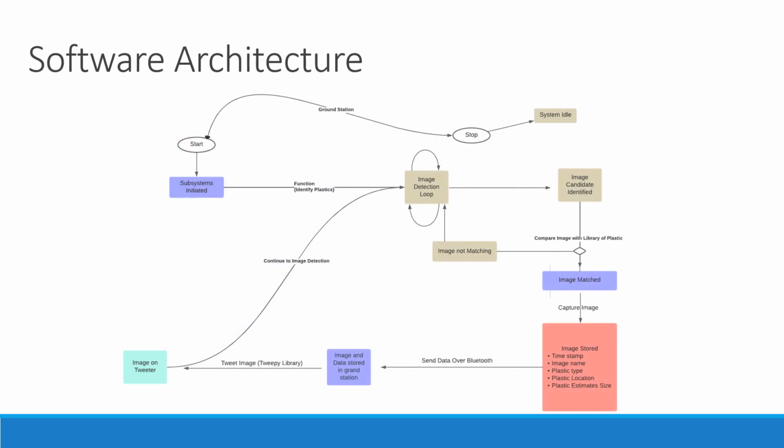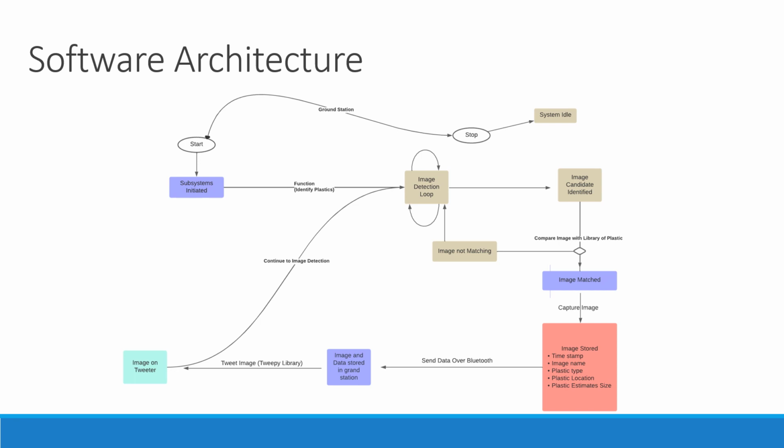Here we have the software architecture slide, which shows the transitions between states for our CubeSat. We start at the ground station, which will initiate all subsystems. After that, the function will begin, which is identifying plastics in the ocean, which in our case will be inside of our home in a 120 square foot area. Then we reach the image detection loop, which is the loop that is detecting plastics all over the area we are lifting the CubeSat over.